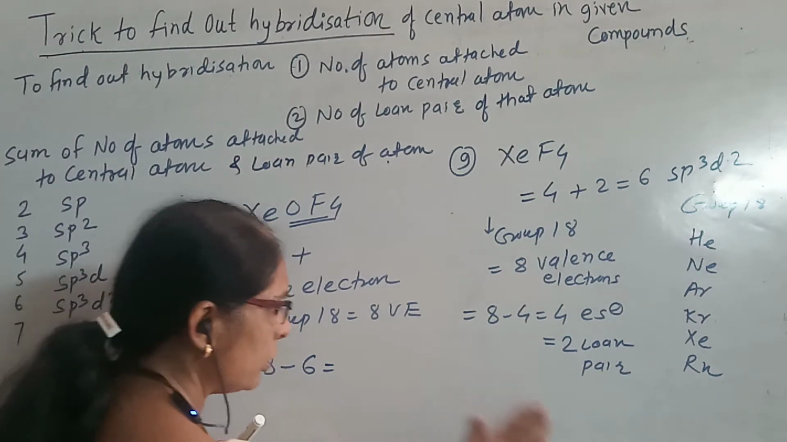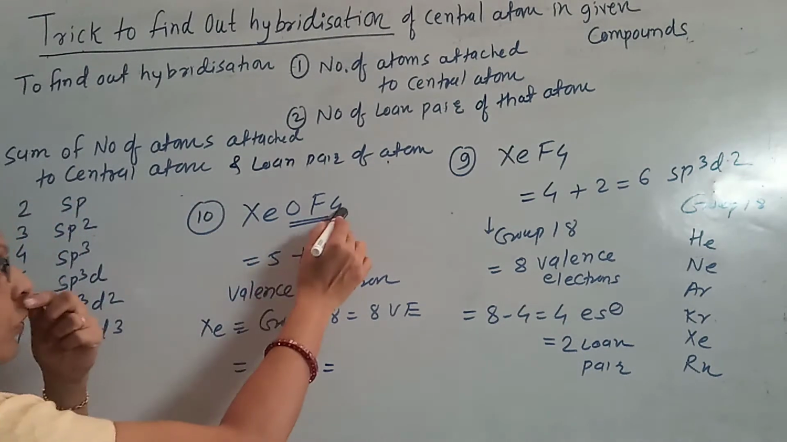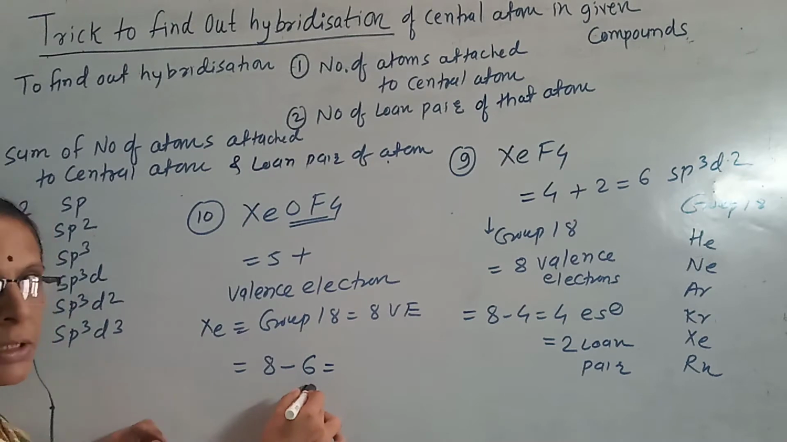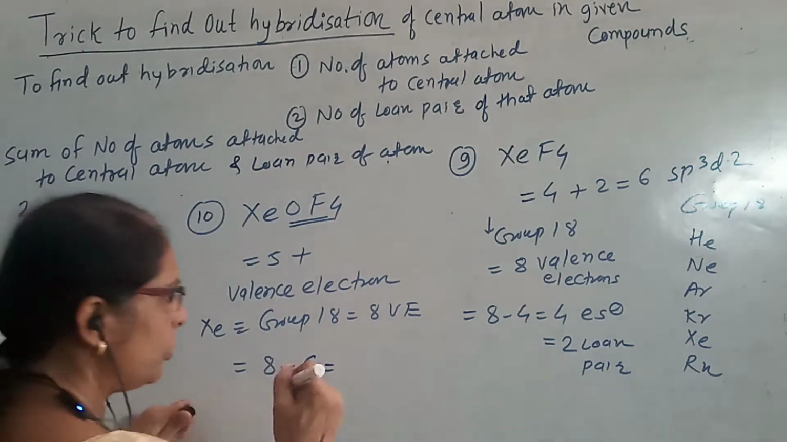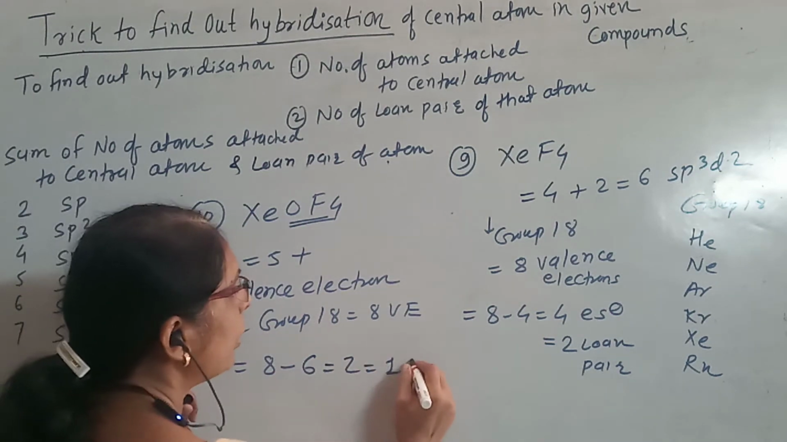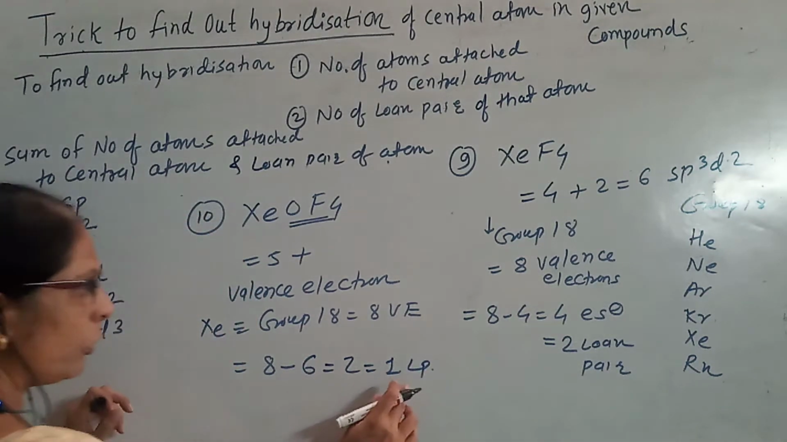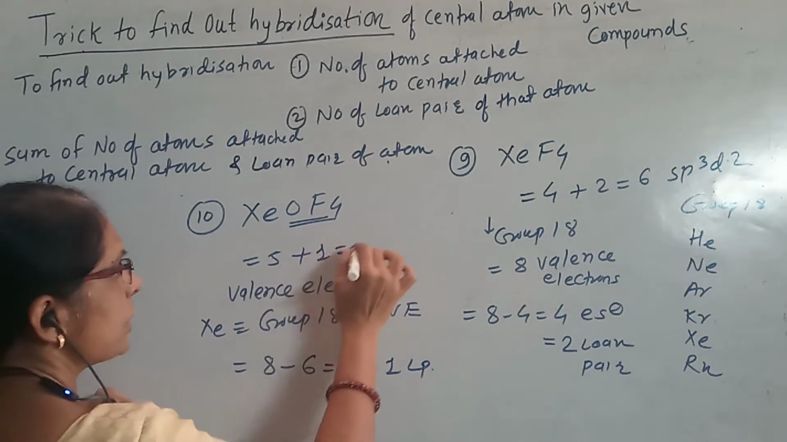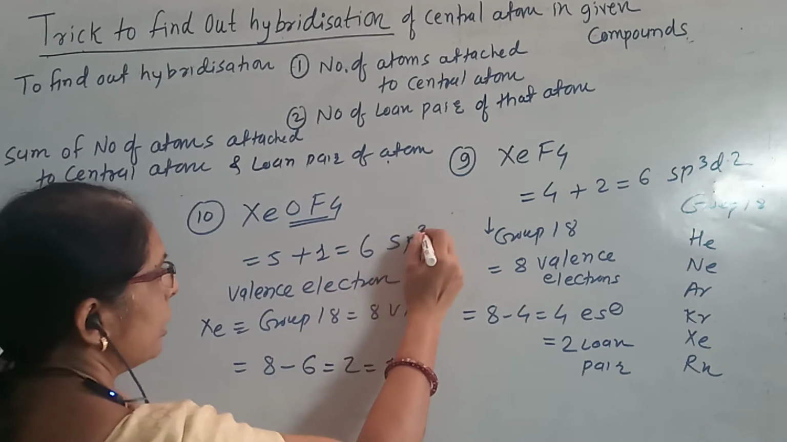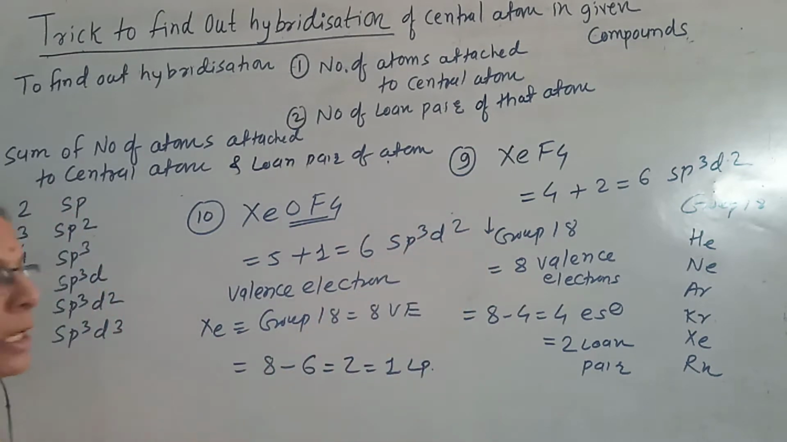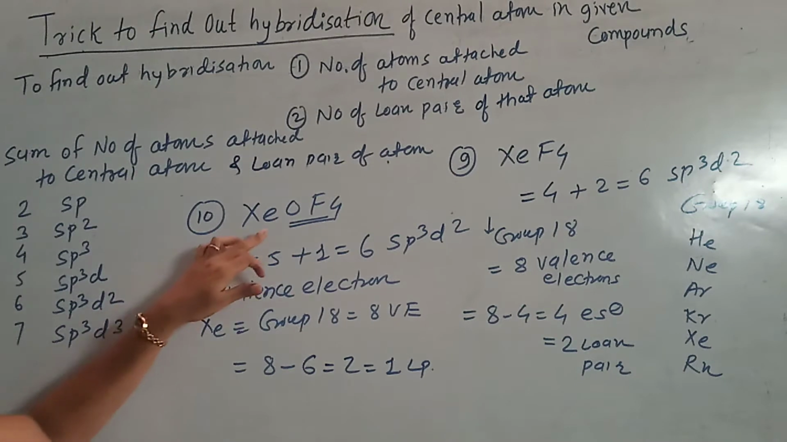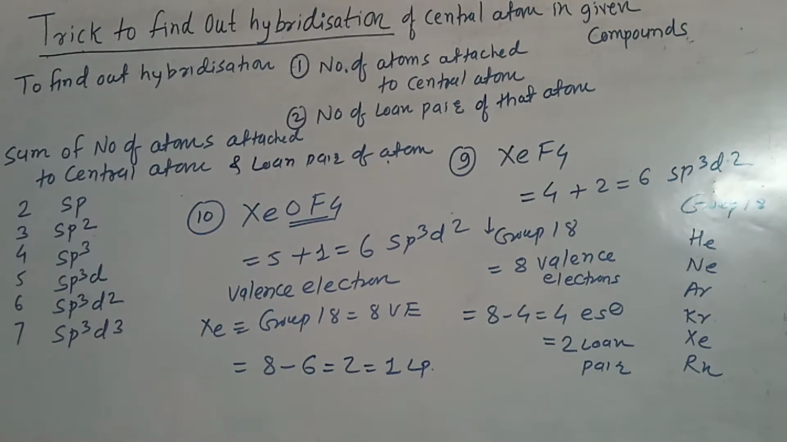So we have to count the total number of electrons: 4 plus 2, these are the 6. So 8 minus 6 is 2. 2 means 1 lone pair. So therefore 5 plus 1, that is a 6. It is again sp3d2 type of hybridized. Remember, so you may have the mistake here, so that you can clear.